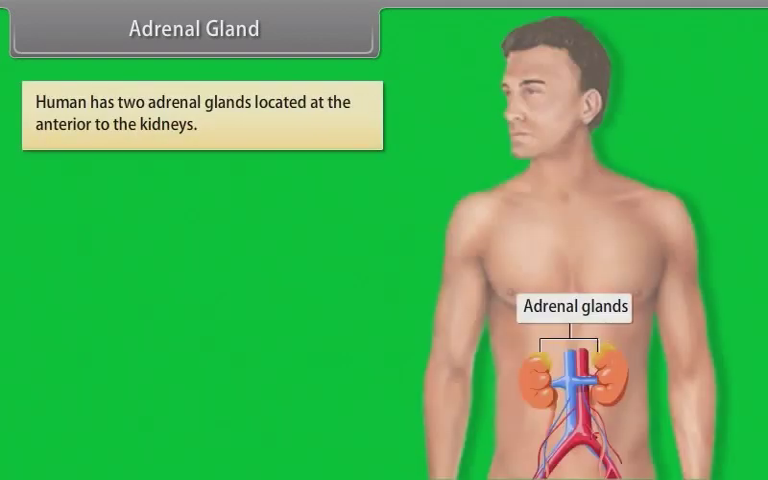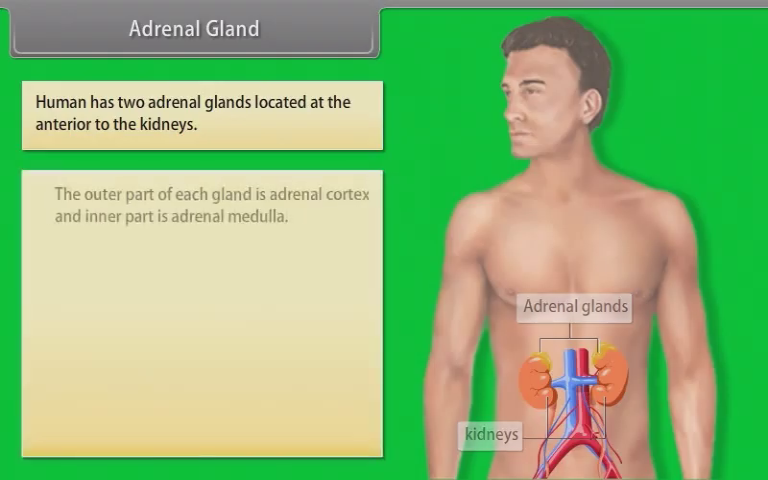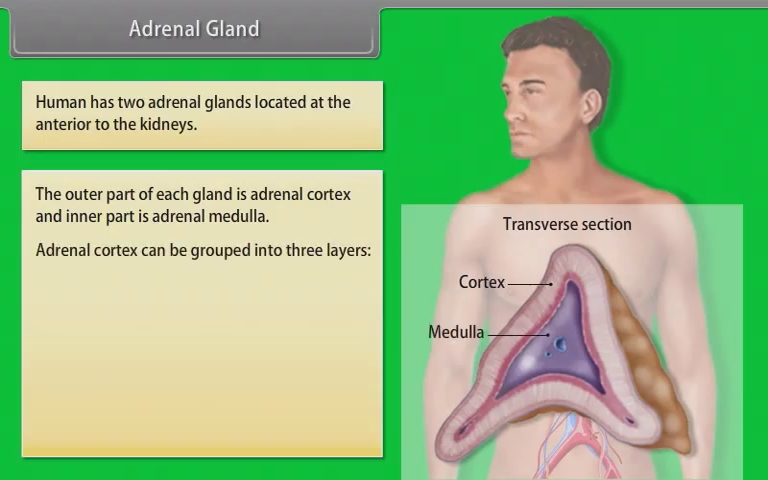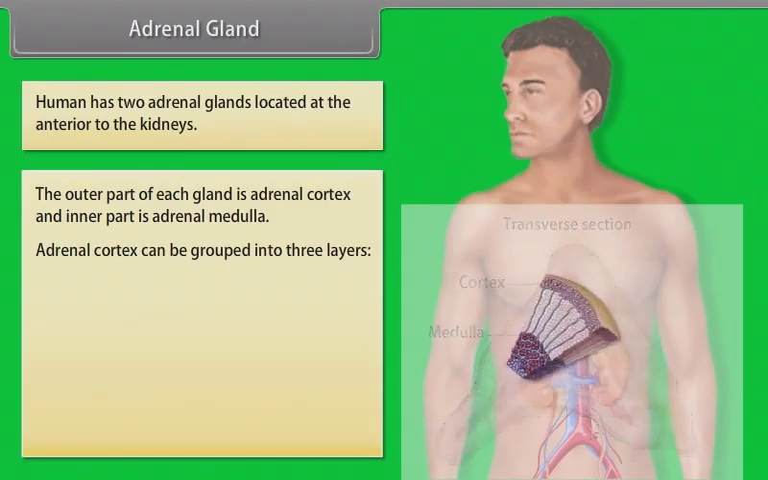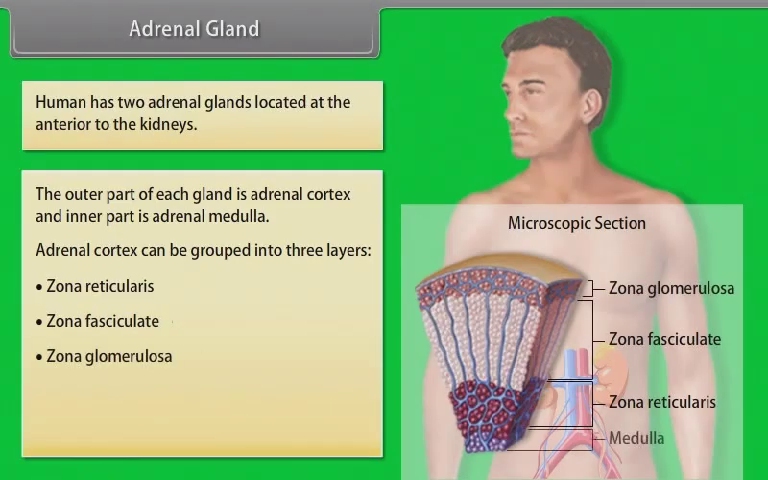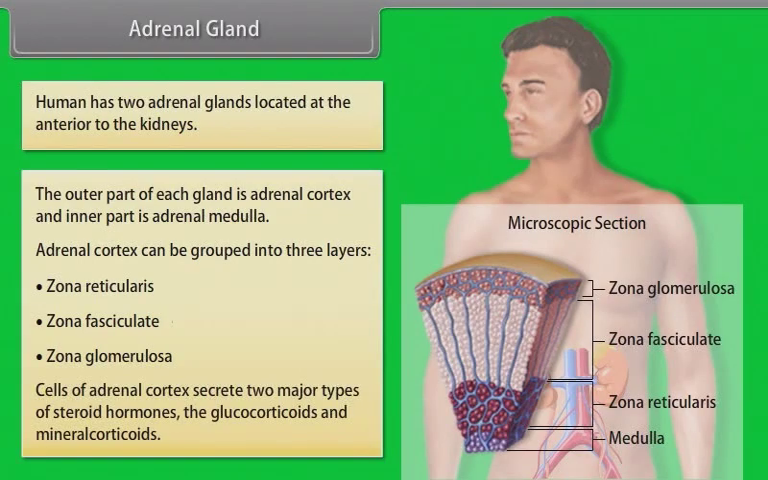Adrenal gland. Humans have 2 adrenal glands located at the anterior to the kidneys. The outer part of each gland is adrenal cortex and inner part is adrenal medulla. Adrenal cortex can be grouped into 3 layers: zona reticularis, zona fasciculata, zona glomerulosa. Cells of adrenal cortex secrete 2 major types of steroid hormones, the glucocorticoids and mineralocorticoids.